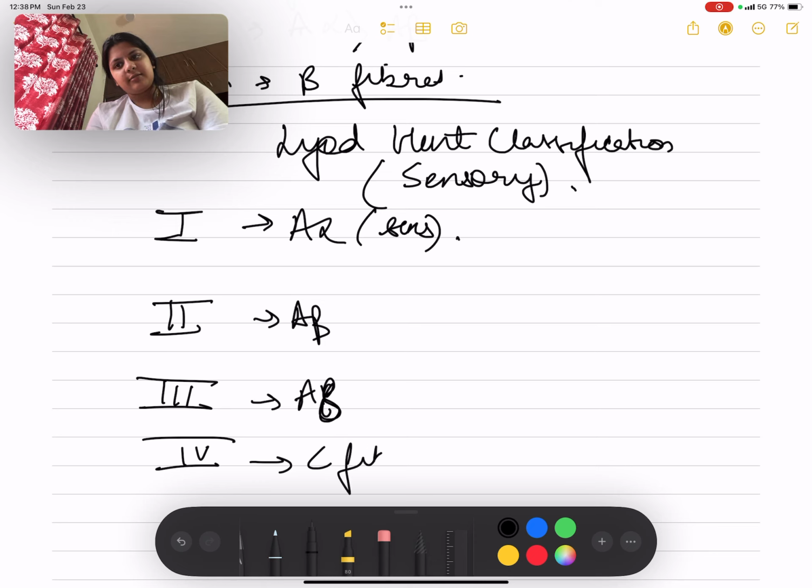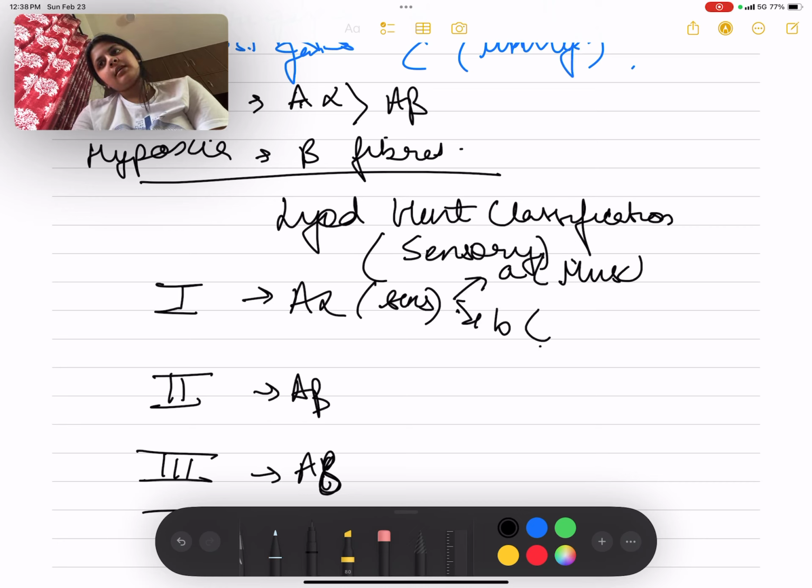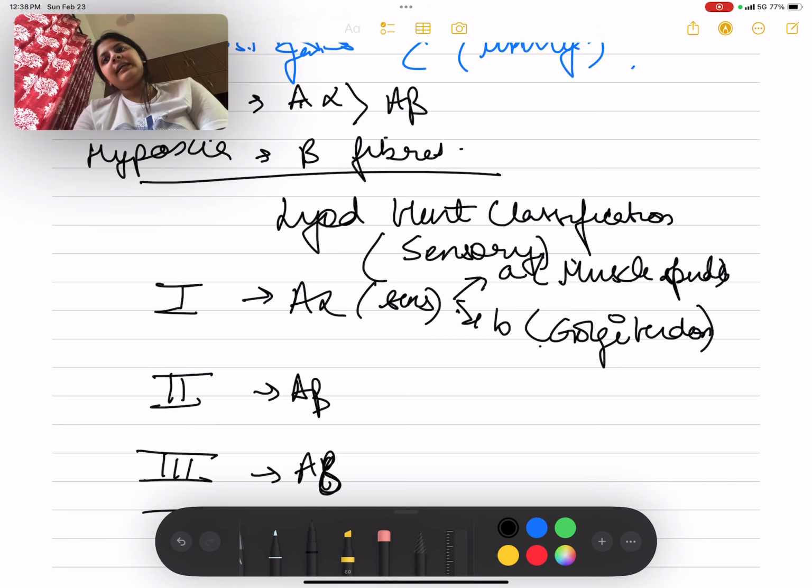Okay. So this is the classification that I wanted you to remember. Group 1 is further classified into A and B. A is for muscle spindle sensory, and B is from Golgi tendon. For a detailed video on muscle spindle and Golgi tendon, you can put it in the comment box. I will explain it to you.